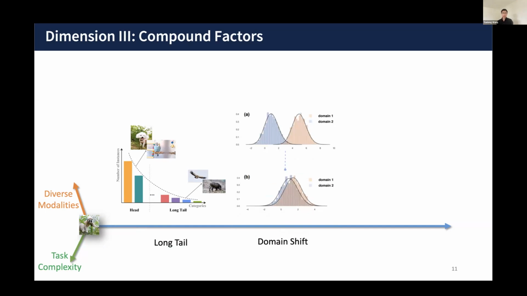Also, domain shift. Data in the real world may not resemble the data on which the model is developed. Therefore, combined few-shot learning and domain adaptation allow models to adapt to new domains using limited examples from the new domain.